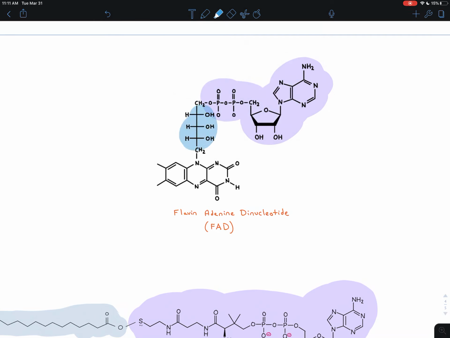We're going to see a little action in this small sugar ring, and we're going to see some oxidation reduction action in this ring down here. The sugar ring, by the way, is called ribitol. So this is ribitol. And then this down here, the oxidation reduction part, is called flavin. The whole thing is flavin adenine dinucleotide.